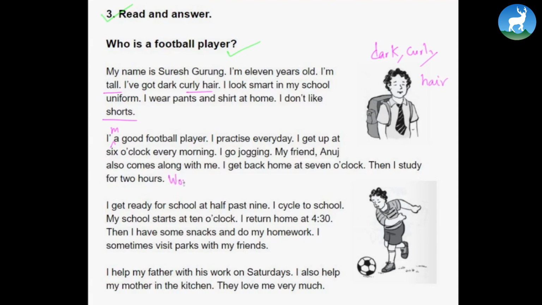Wow. So I really like his routine because he studies for 2 hours. How many hours do you study, by the way?